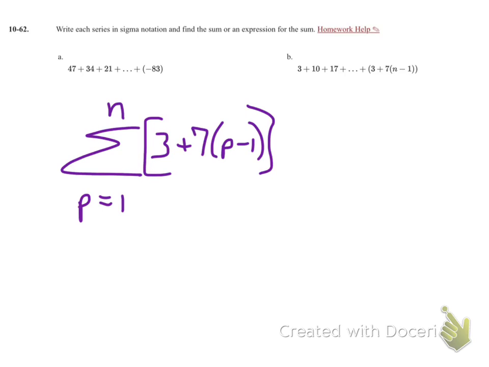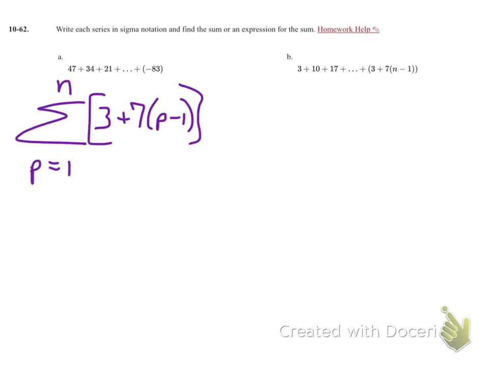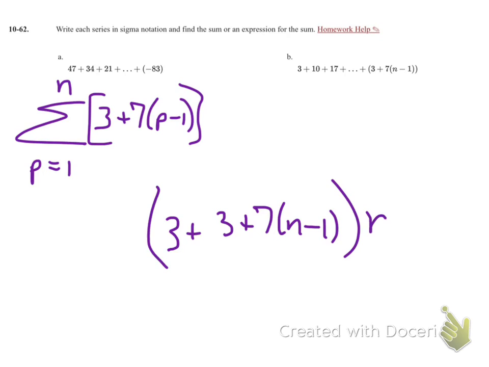I now can figure out what the sum is going to be. So my first term is 3. My last term is 3 plus 7 times n minus 1. I have n number of terms, and I'm going to divide that by 2. So the first thing I want to do is simplify this right here.